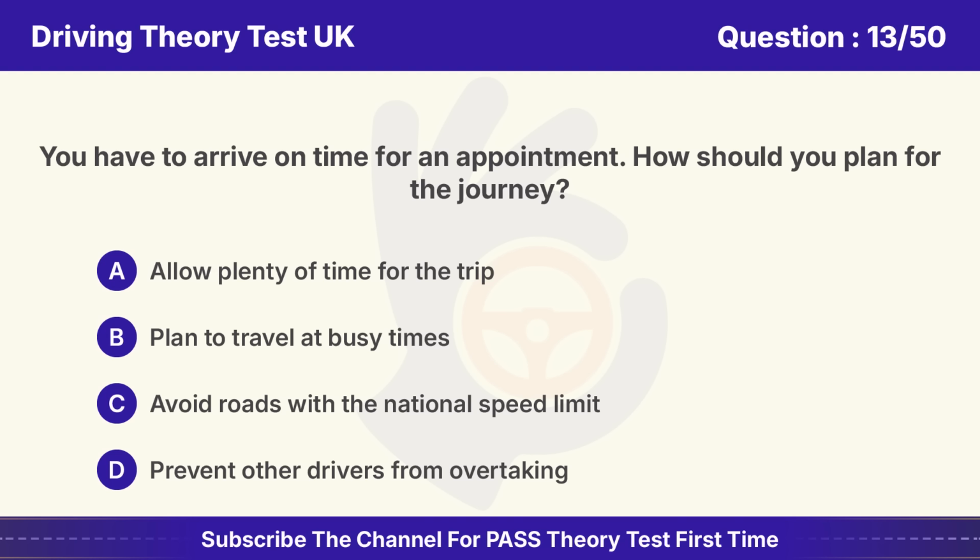Question 13. You have to arrive on time for an appointment. How should you plan for the journey? Option A. Allow plenty of time for the trip. B. Plan to travel at busy times. C. Avoid roads with the national speed limit. D. Prevent other drivers from overtaking.